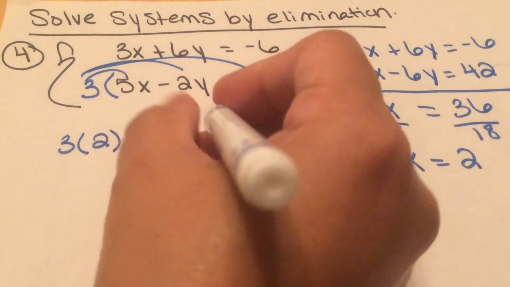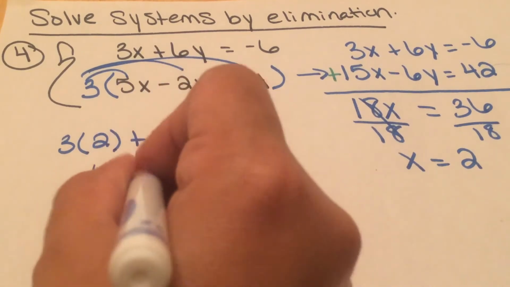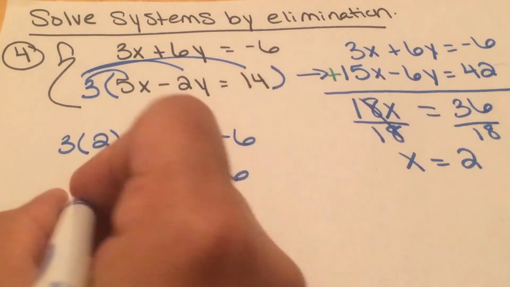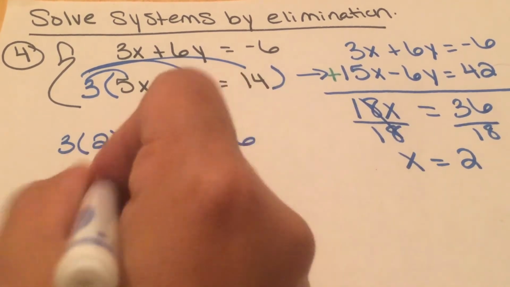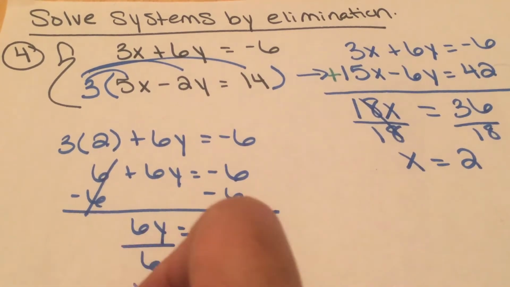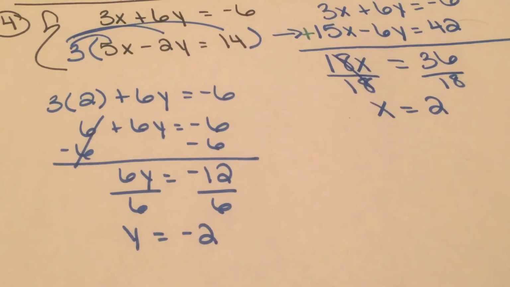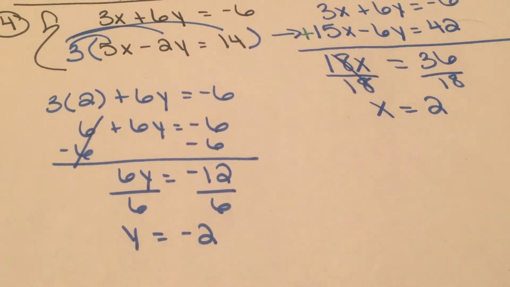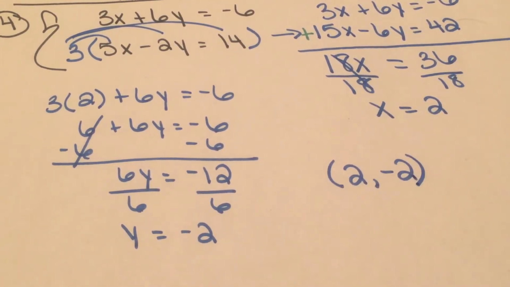So 3 times 2 plus 6y equals negative 6. Going to do a little bit of algebra here, and we end up with y equals negative 2. But again, we're not done yet. These have to have an ordered pair. So our ordered pair here is going to be (2, negative 2), and we're done.